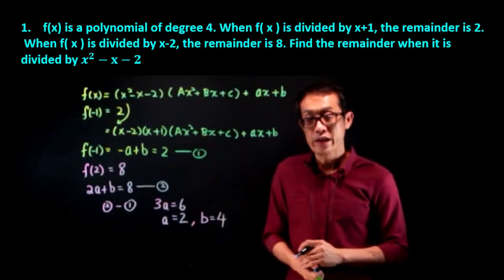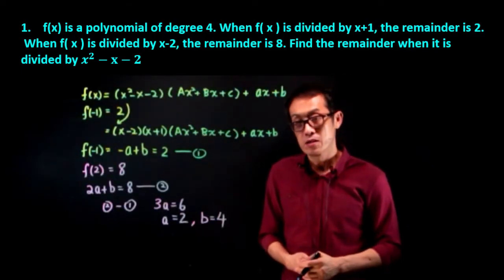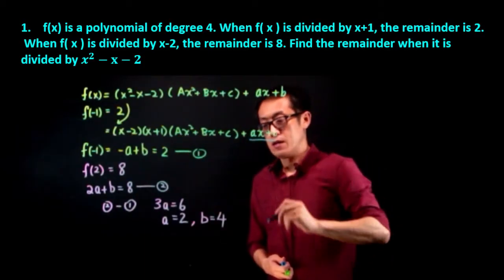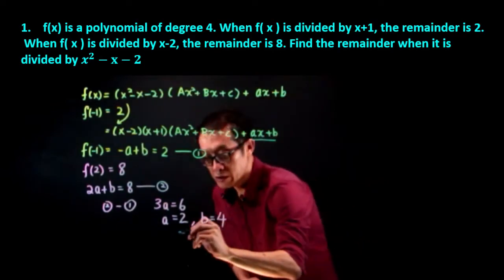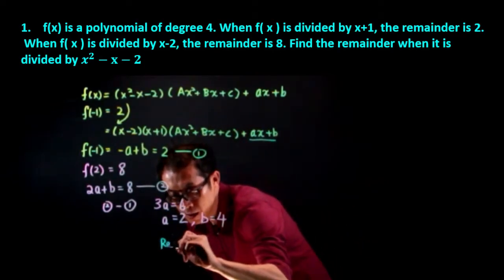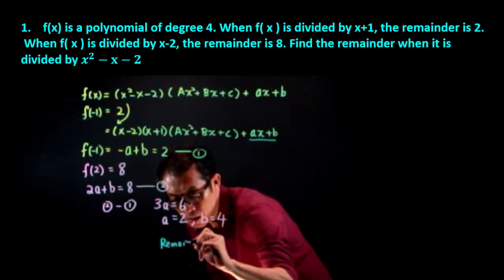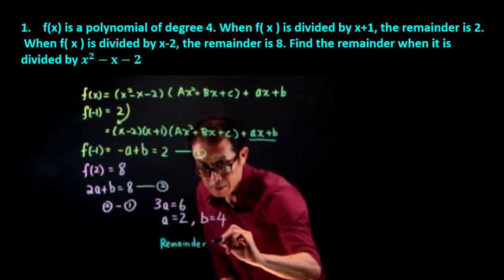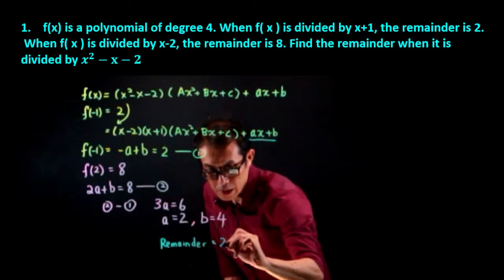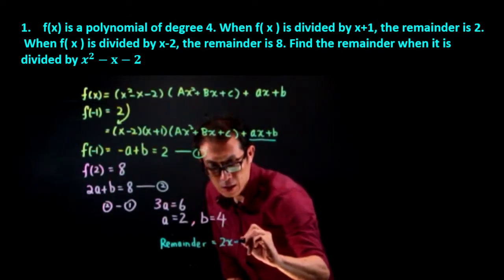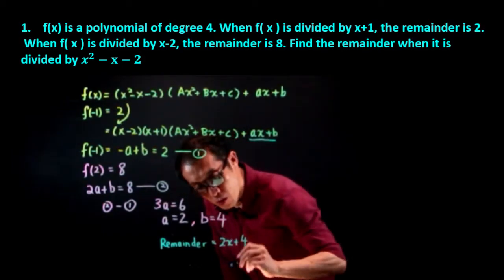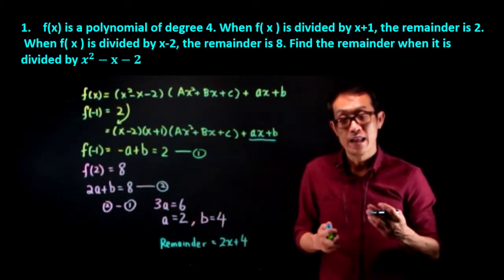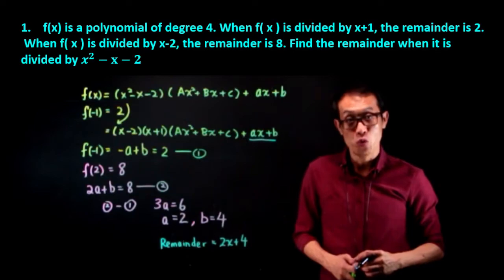So what is the final answer to this question? Now this is the remainder. So the remainder will be ax plus b, but a is 2, so it will be 2x plus 4. We have come to the end of question 1. Let us move on to question number 2.